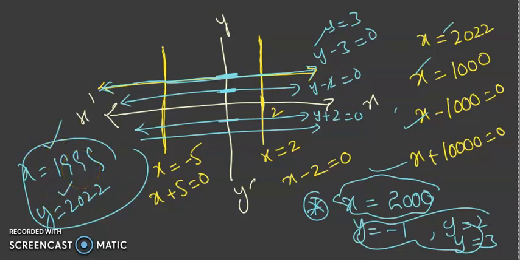On the same lines, all the vertical lines are parallel to each other, and all the horizontal lines are parallel to each other. All horizontal lines are parallel to each other, and vertical lines are parallel to each other, and vertical lines are perpendicular to horizontal, and horizontal lines are perpendicular to vertical.